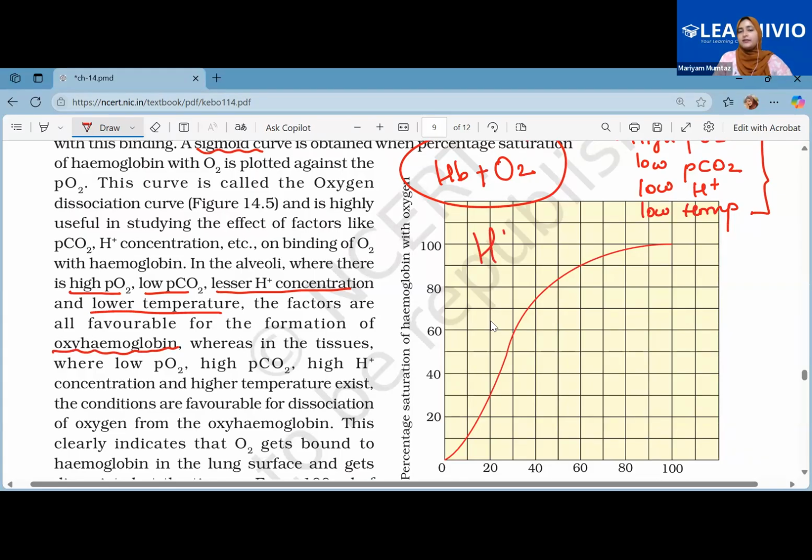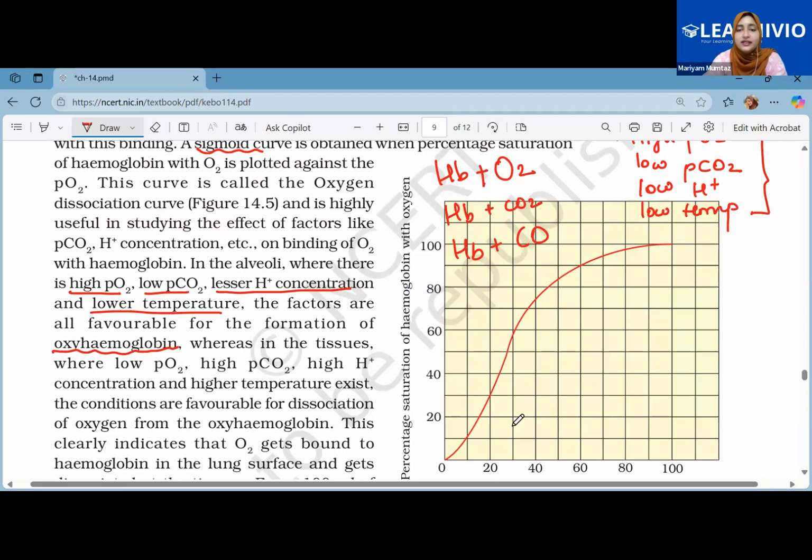Students, tell me one thing. Hemoglobin plus oxygen is called oxyhemoglobin. Hemoglobin plus CO2 is called as... Carboxyhemoglobin. Oh no. This is the biggest mistake. Carboxyhemoglobin is when hemoglobin combines with carbon monoxide. That is carboxyhemoglobin. When hemoglobin combines with CO2, it is called carbaminohemoglobin. Okay.